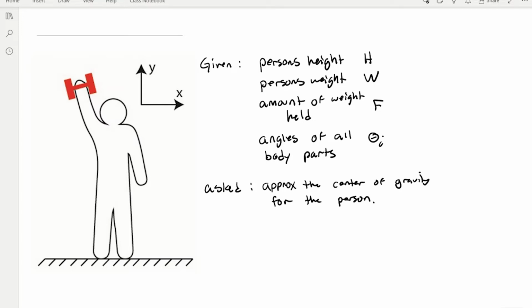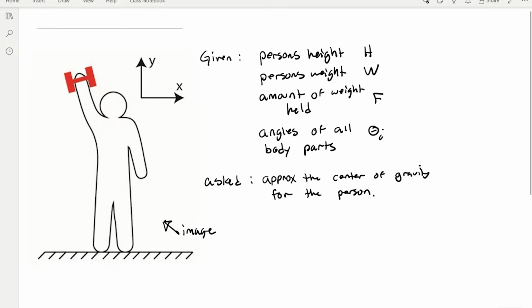Let's say we were given a problem where we were given some kind of image. We were asked, can you approximate the center of gravity for that person given their height, weight, the amount of weight they're holding, and then basically find all the angles of the body parts, right?